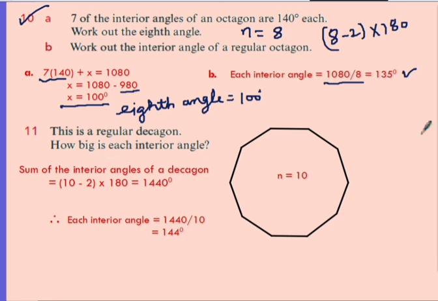When I go for the next, this is a regular decagon. Decagon means the number of sides is 10. We have done it before also. So the sum of the interior angles will be 1440, 8 into 180, and they are asking how big is each interior angle. So each interior angle is the sum of angles upon the number of angles. So it was an easy topic.